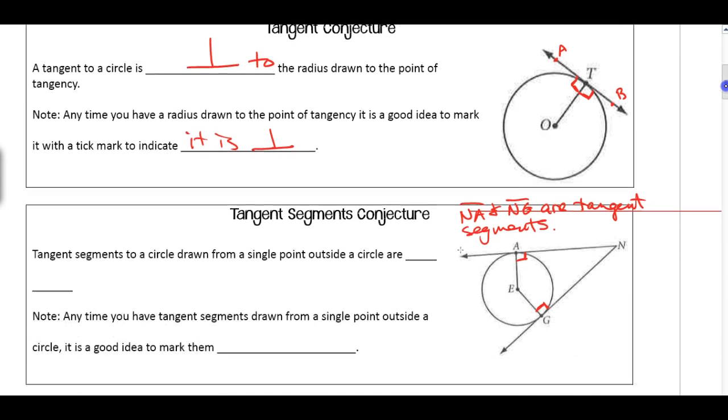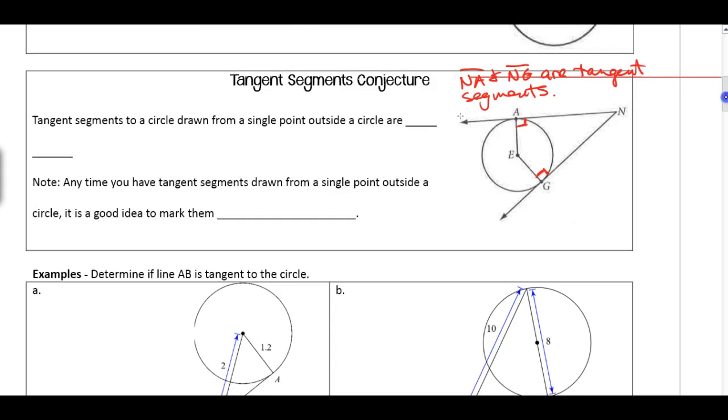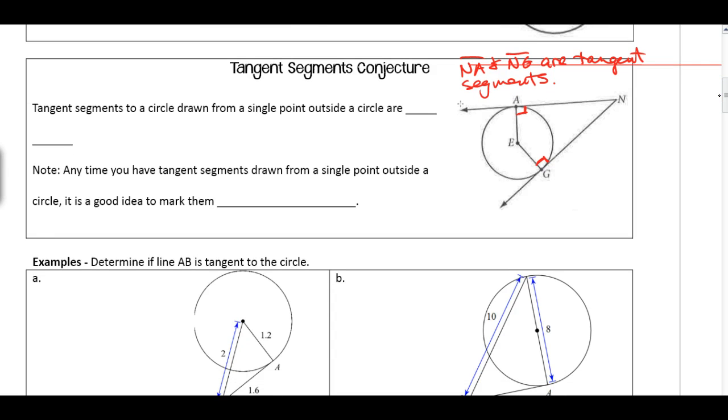And then we may have also started to talk about the tangent segments conjecture. So tangent segments to a circle drawn from a single point outside a circle are, and then we were getting to talk about that. So we know what a tangent is. It's a line, and I have a line here that goes through A and N. I just didn't continue it past N. And I have another tangent over here that goes through N and G. Again, I didn't continue it past N, but I could have if I wanted to.